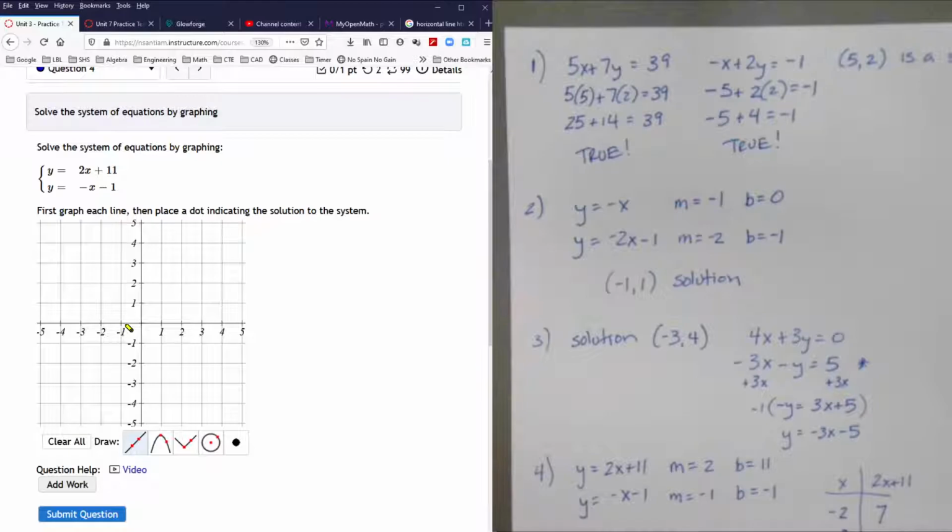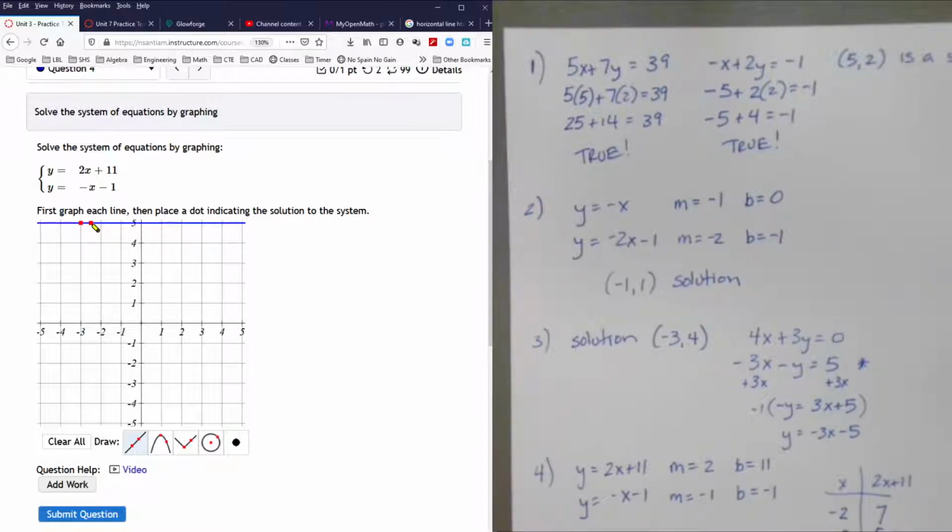Let's try negative 3. If I put in negative 3, I'd get 2 times negative 3 is negative 6, plus 11 is going to be 5. So negative 3, 5. That's a point that I can use. So I can't use the y-intercept because it runs off my graph, but I can use the point negative 3, 5. So there's one point.